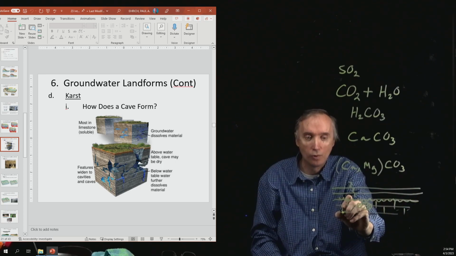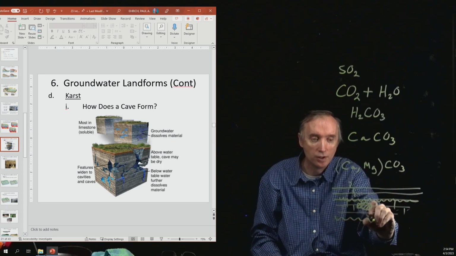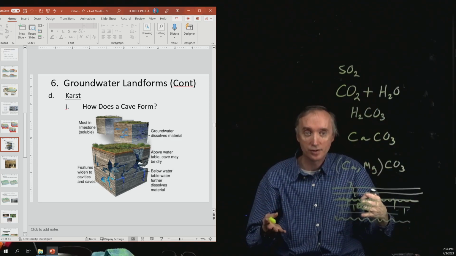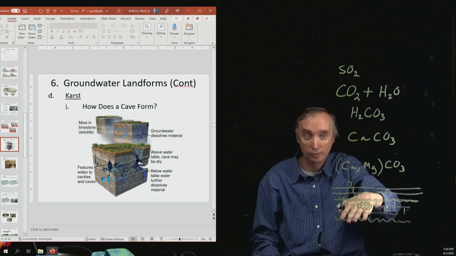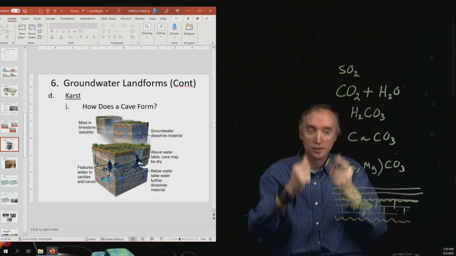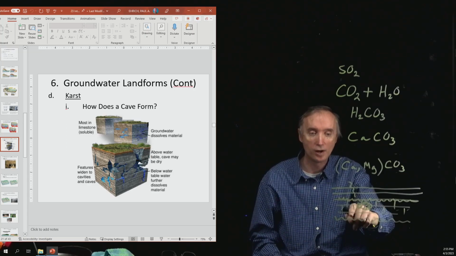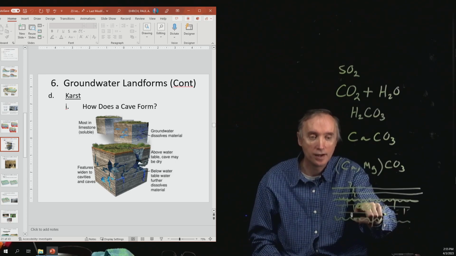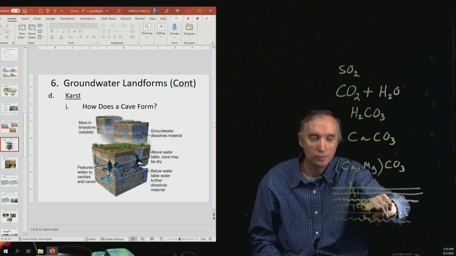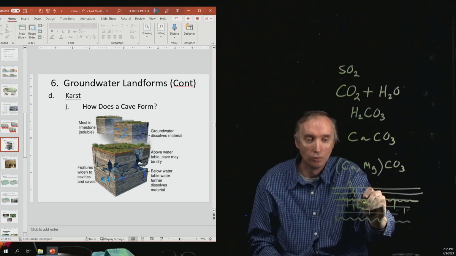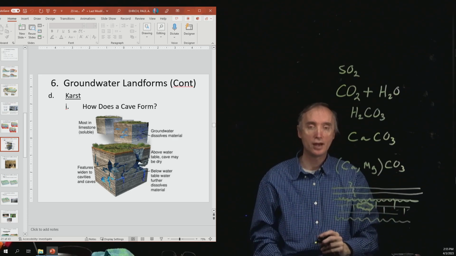So let's say the water table goes down to here, either as a result of dry conditions that cause the water table to drop, or maybe plate tectonics has caused the ground to be lifted up. So either way, now let's say that the water table is down here, and now this thing that used to be completely full of water is now a hole. Okay, so now this has dried out. So now you've got your cave.